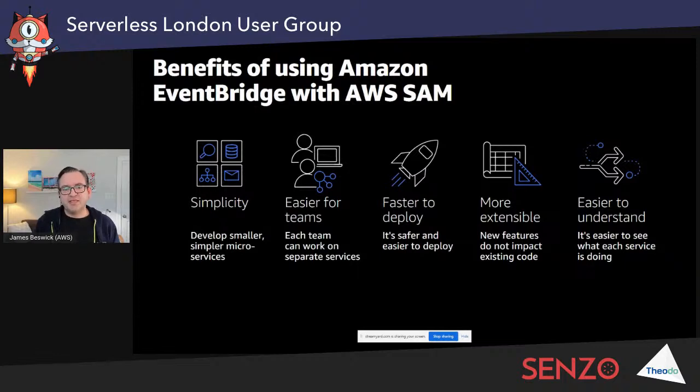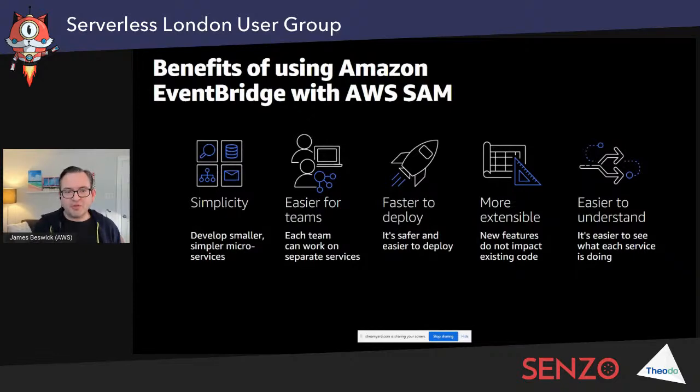SAM can also make it safer and faster to deploy new versions and new features of your software. And since many developer teams are now developing more features and services more often, you can build microservices that emit events to each other, which helps with extensibility. So this really goes back to creating things that are easier to understand, easier to maintain.